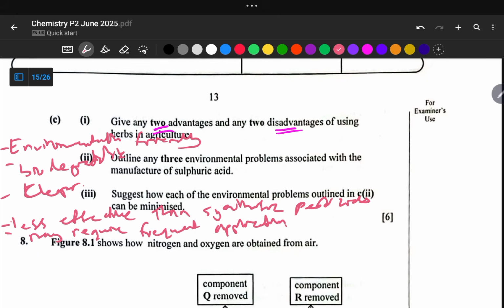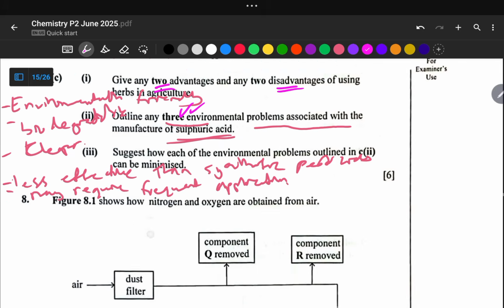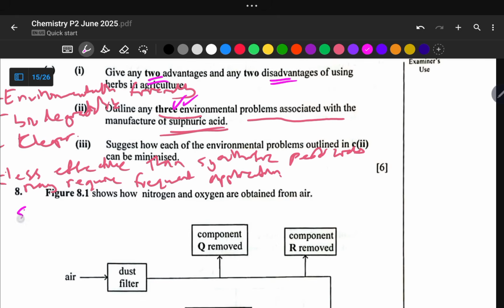And then the other question says, outline any 3 environmental problems associated with the manufacturing of sulfuric acid. So we are going to have the emission of sulfur dioxide, which is acidic. Sulfur dioxide is an acidic gas, right? So it can cause acid rain, right?